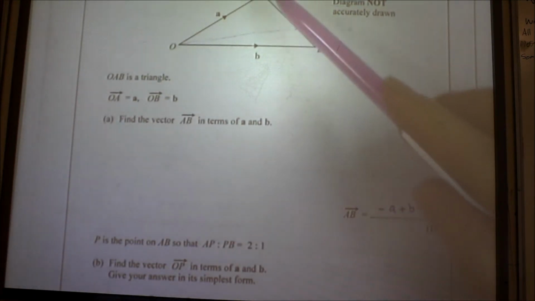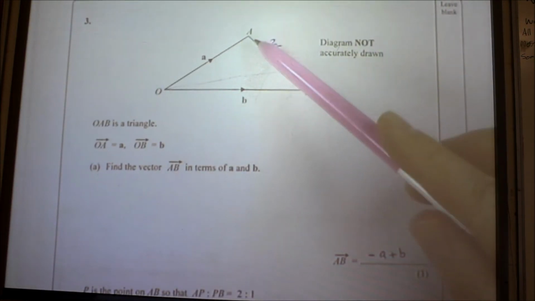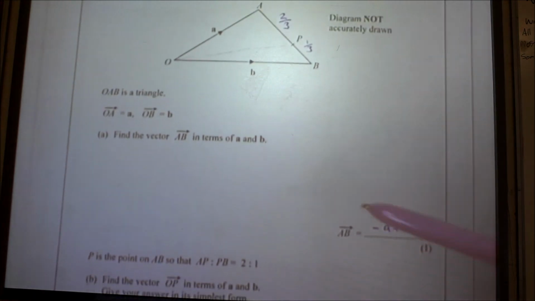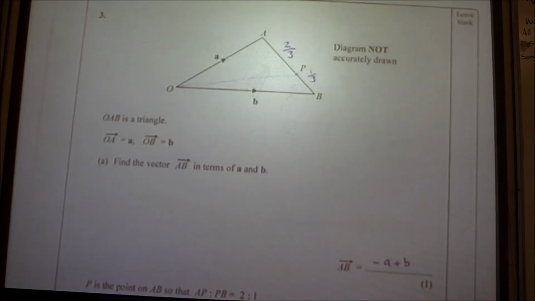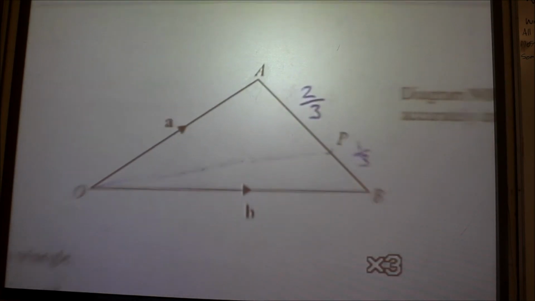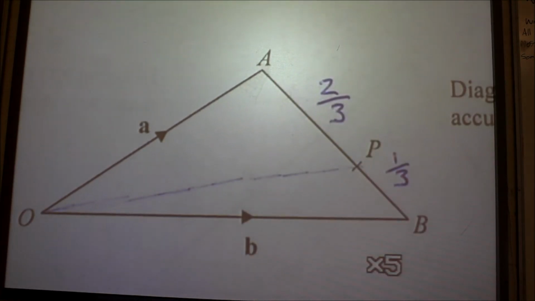Question number 3. Here's a triangle. Again, the first question is easy. Find AB. So it's minus A add B, because it's down there and along there. P is on the line such that the ratio is 2 to 1. So again, what I've done, I've split it into fractions. So it's 2/3 and 1/3 if it's 2 to 1.